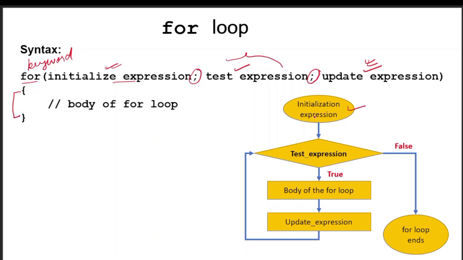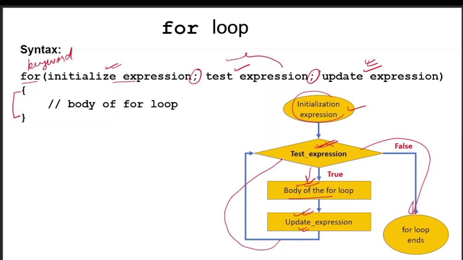Let's see the flow chart. See the initialization expression which you are going to do first, then your test expression. We will check whether the condition is true or false. If the condition is true, we are going to enter the body of the for loop. If it is false, we will come out of the for loop. If it is true, we enter the body of the for loop, then we update the expression. That is the update expression we are updating.